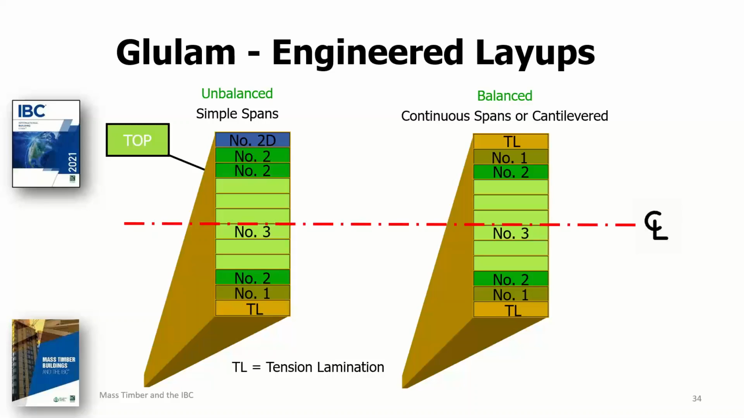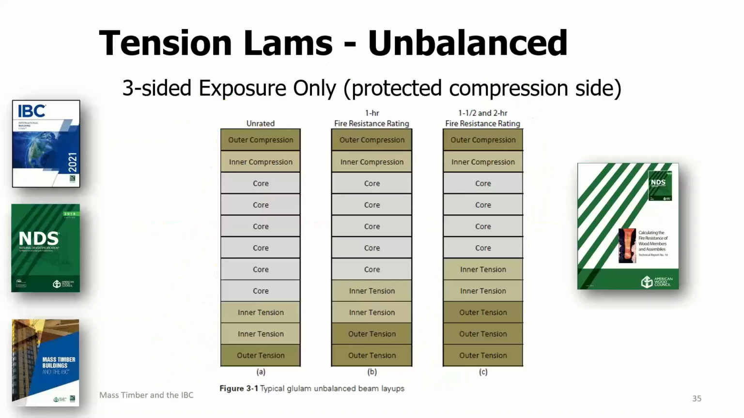Before we get deeper into the actual fire resistance design of glulam beams, I wanted to just briefly define what we mean by balanced versus unbalanced for those who don't know. It's a pretty simple concept. Basically, balanced layups are those which have symmetrical layups of laminations about the center line, whereas unbalanced do not. And the reason why I wanted to point that out is because we use that term in the next slide, because that affects the fire design provisions relating to glulams.